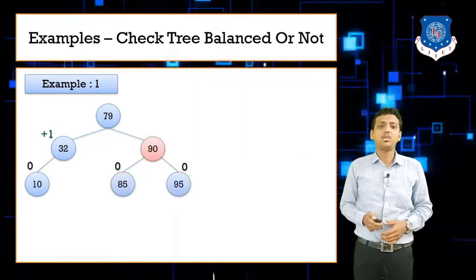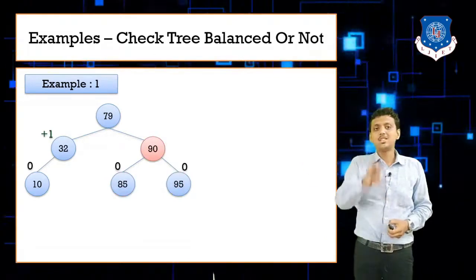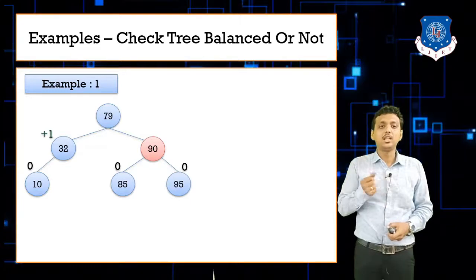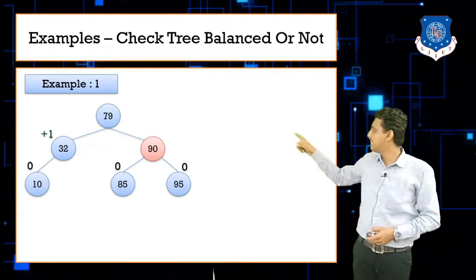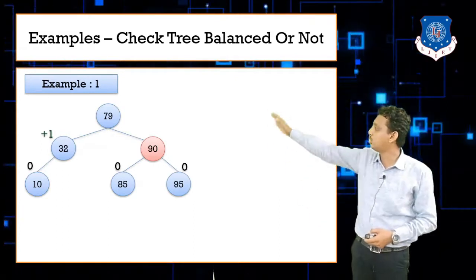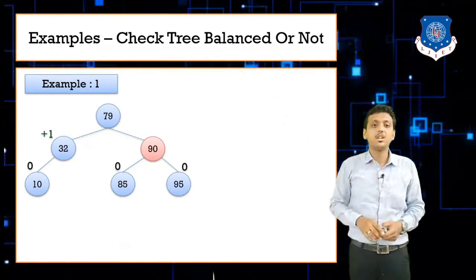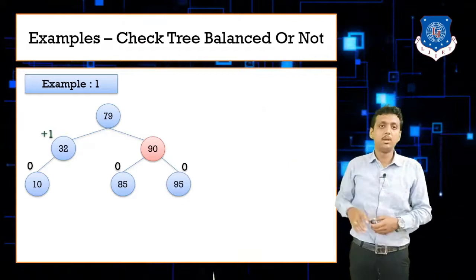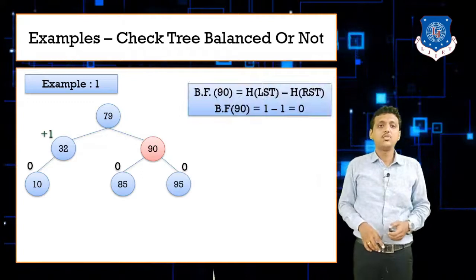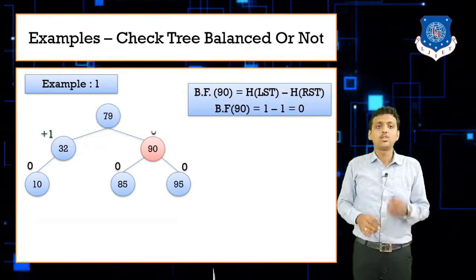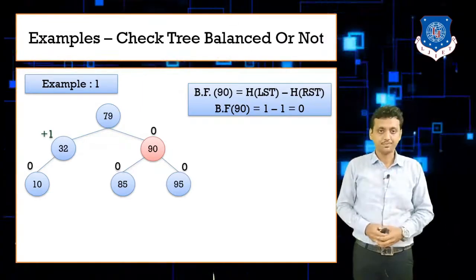Now let me talk about the next example, that is 90. Students, now tell me what is the height of LST for node 90. You can easily say from the figure that for node 90, the left subtree height is 1, because it's only one level below 90. Now the right subtree height is also 1. So 1 minus 1 becomes 0. So the balancing factor for node 90 is 0.